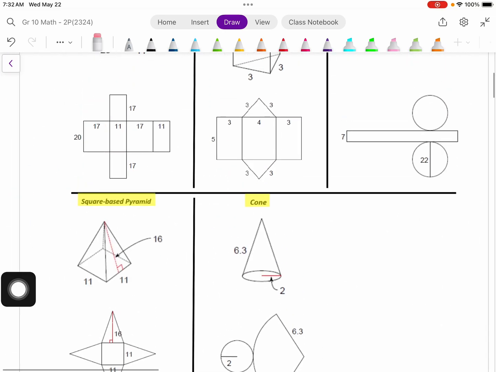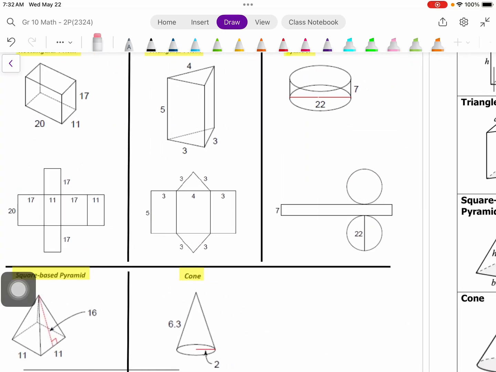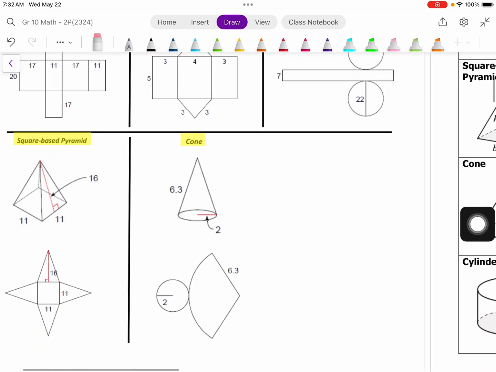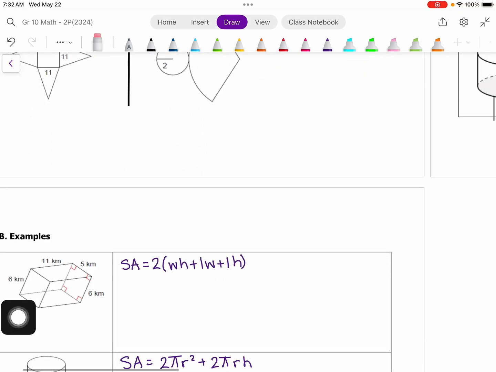So if we take a quick look at those nets, the ones I want to focus in on are the cylinder. So this part is the 2 pi r, the circumference, because that wraps around the circle here, and then we have the height. And then with the cone, that pi rs is going to give us this shape here. So let's take a look at a few examples to calculate.